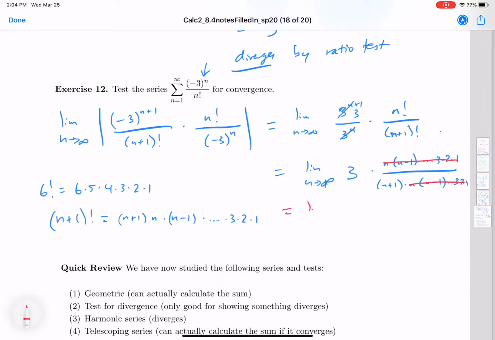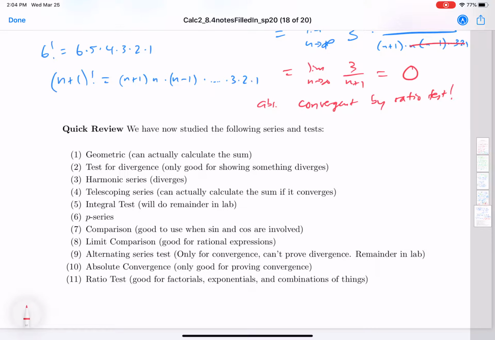And I'll just be left with the limit as n goes to infinity of 3 over n plus 1, which last time I checked was 0. So this is absolutely convergent by the ratio test. Yahoo!